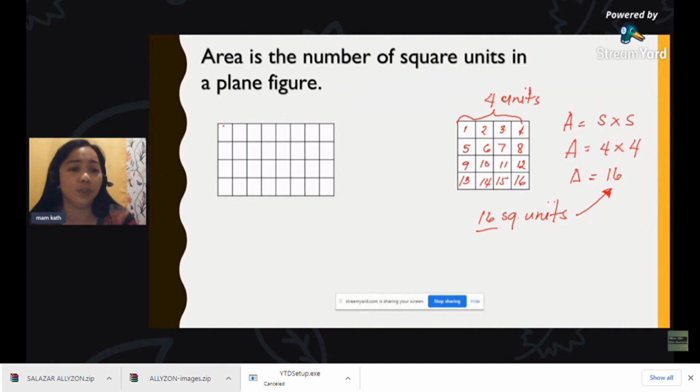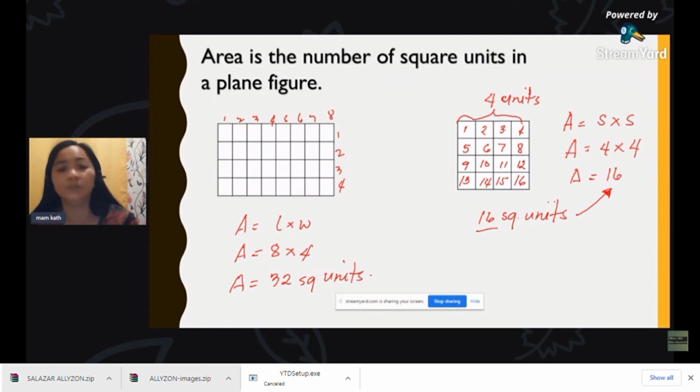Well, if we are going to count the number of square units of this rectangle, we have here 1, 2, 3, 4, 5, 6, 7, 8. And its width is 1, 2, 3, 4. Finding the area of a rectangle, we have length times width. So we have here 8 times 4. Therefore, the area of this is 32 square units. So that is the area of a plane figure.